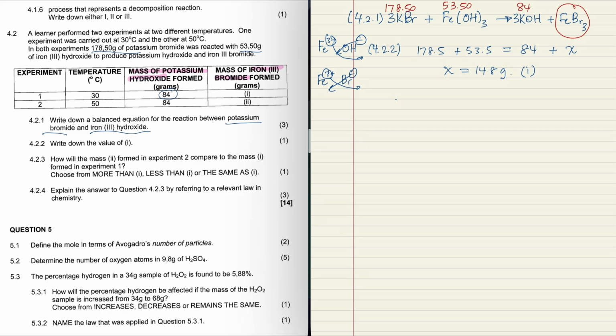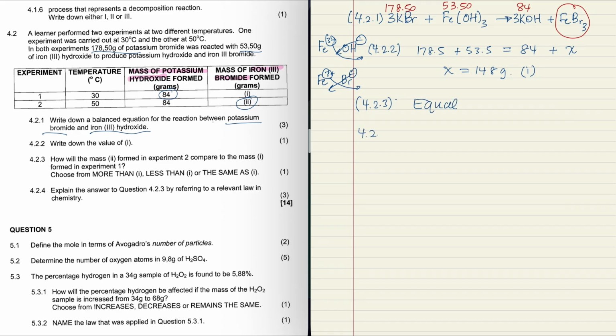Question 4.2.3, how will the mass formed in experiment 2 compare to the mass in 1? So the law of conservation of mass states that the sum of the mass of the reactants is going to equal the sum of the mass of the products. That doesn't depend on the temperature. So if there was 148 grams in experiment 1, then you're going to have 148 grams in experiment 2. So it's going to be the same. 4.2.3, it's going to be equal.